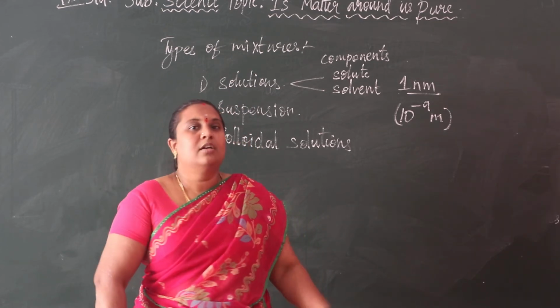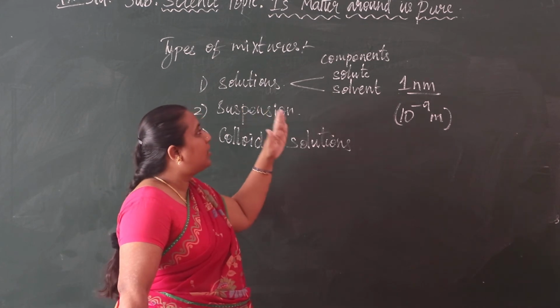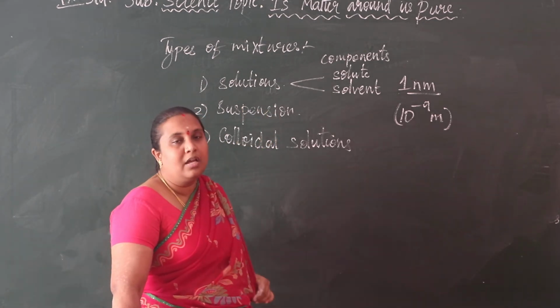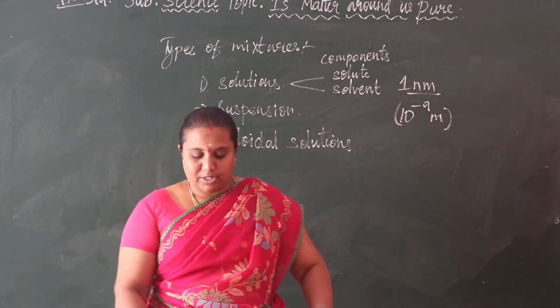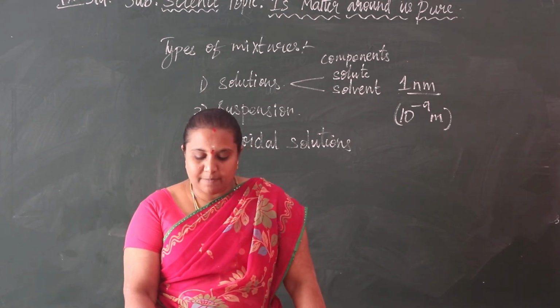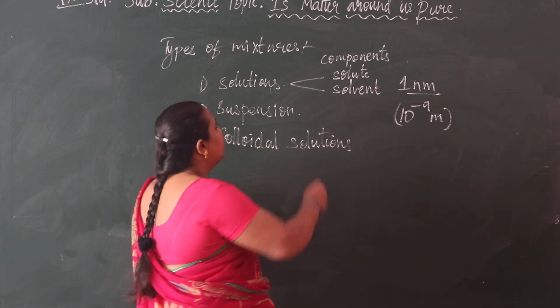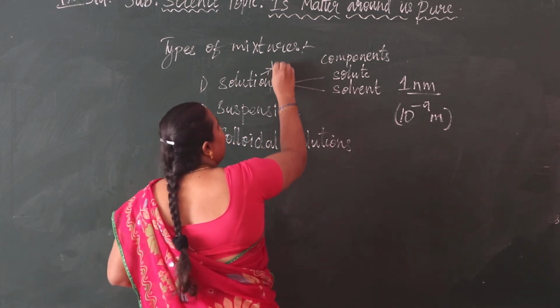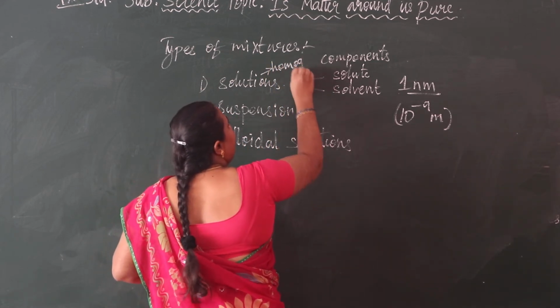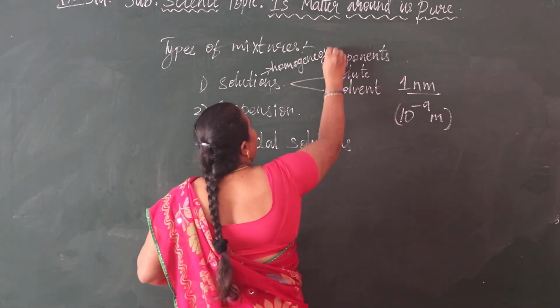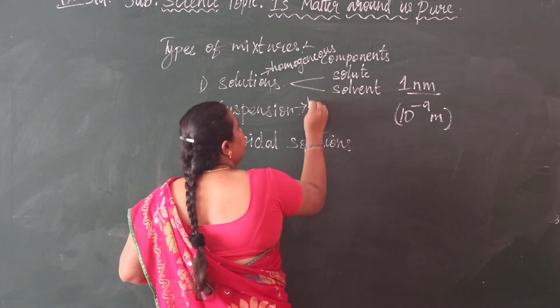Understood, children? So that is what solutions are and what the types of solutions are. Then we move on to suspensions. What does a suspension mean? A suspension is a heterogeneous mixture. A solution is a homogeneous mixture and this is a heterogeneous mixture.